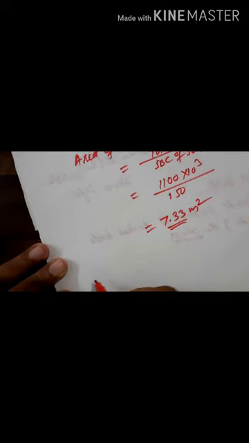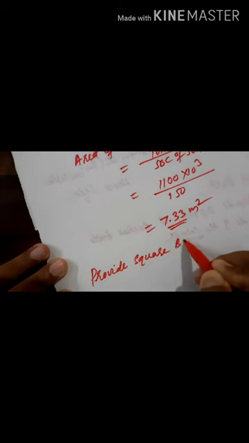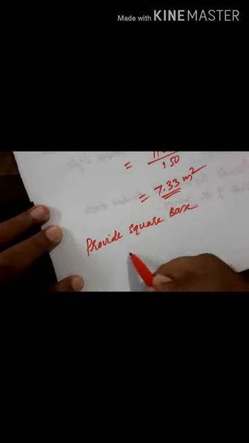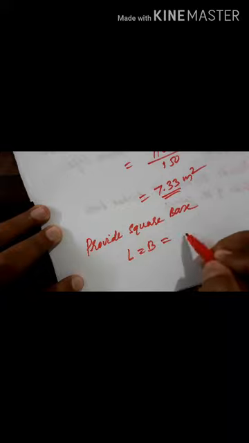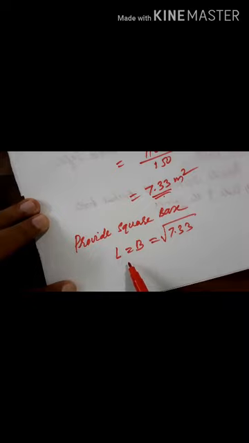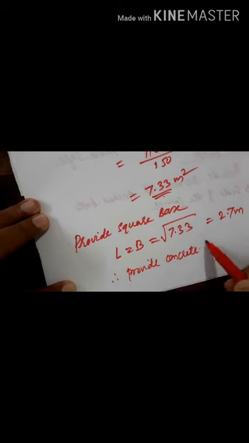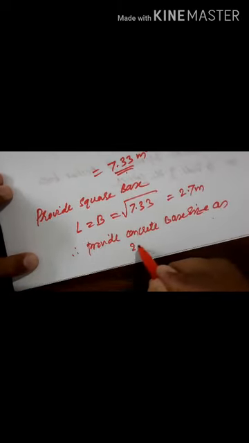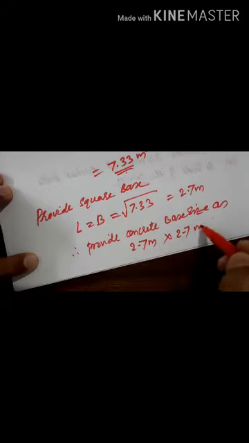The next, provide a square base. Then length equals breadth equals root of 7.33, since we are providing a square base. So this much area we required, and you will be getting 2.7 meter. Therefore provide a concrete base size of 2.7 meter by 2.7 meter.